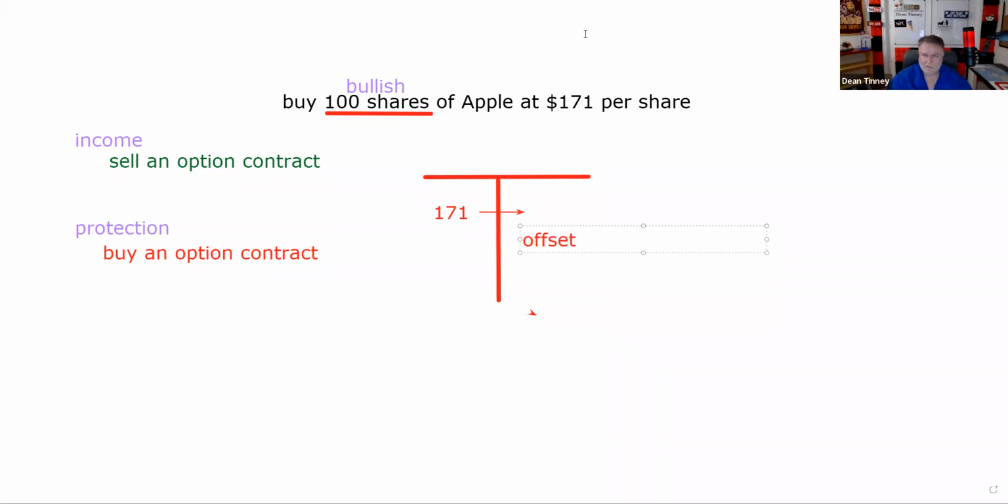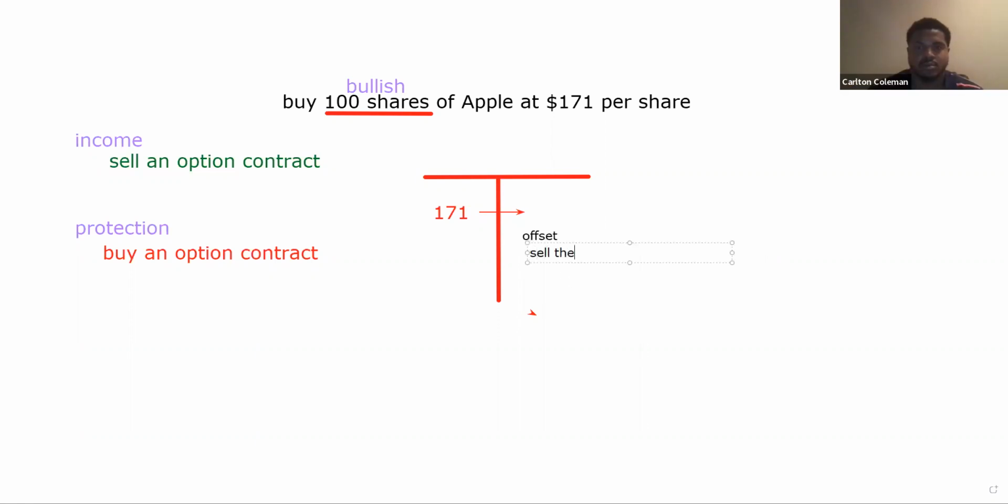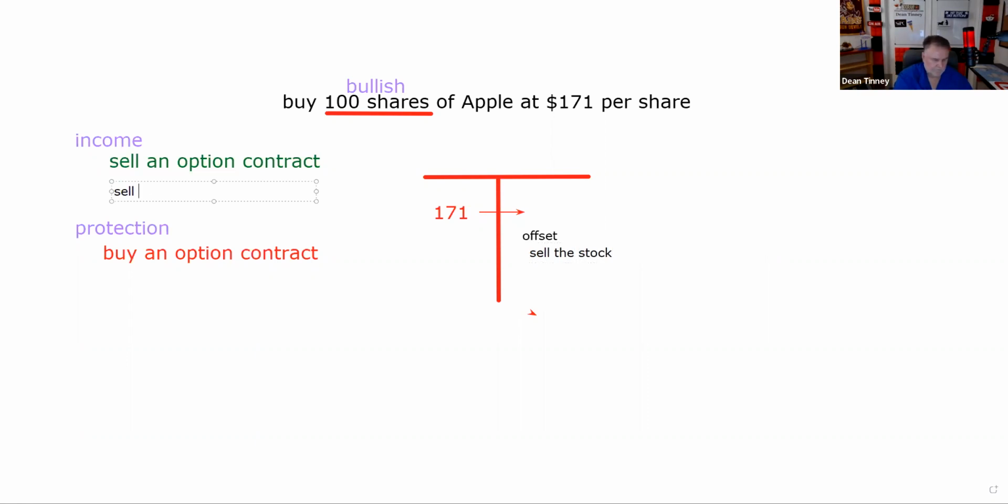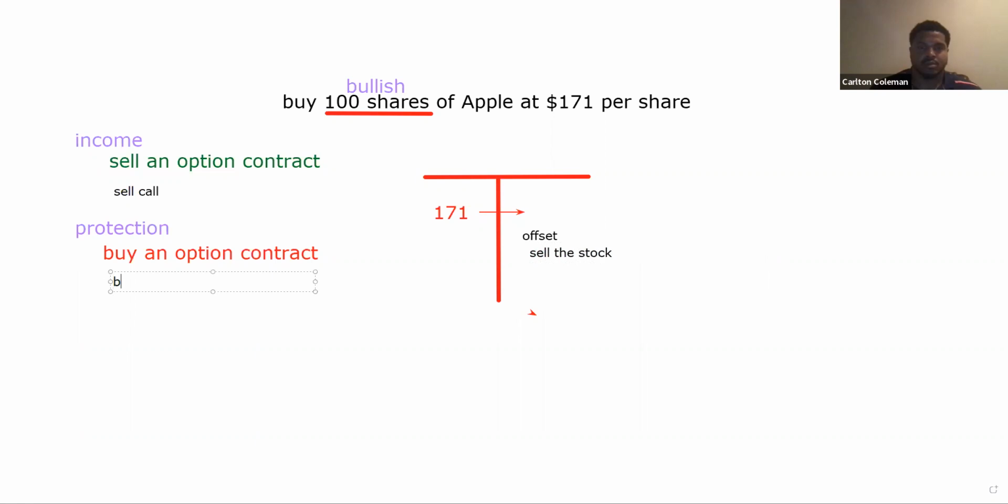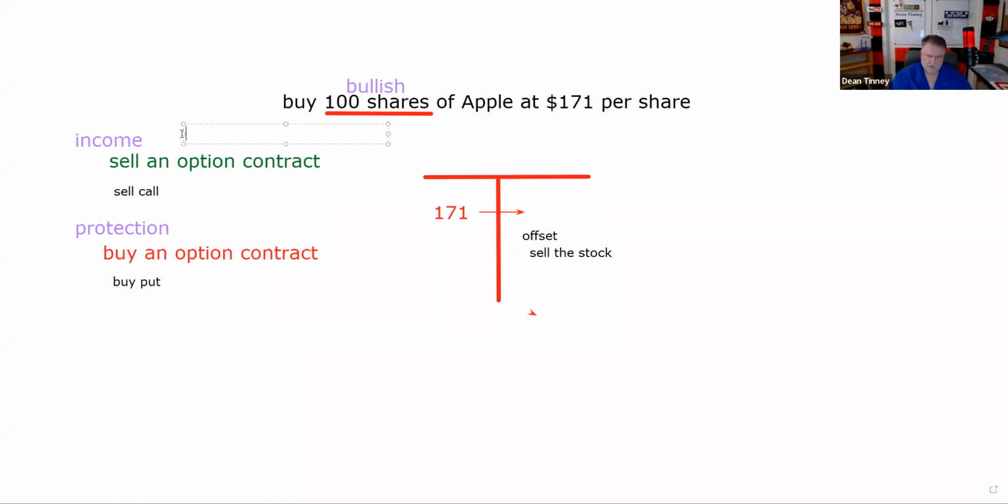What I mean by that is I want to be able to sell the stock I bought. I don't want to buy more, right? So I'm interested in being able to sell the stock. The offset is to sell the stock. So I'm either going to establish the obligation to sell the stock or a choice to sell the stock. I'm either interested in, test question, suitability, generating additional income on my Apple stock.